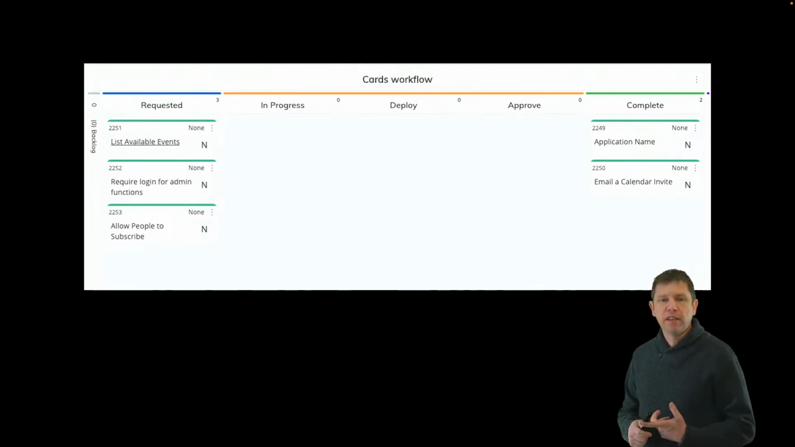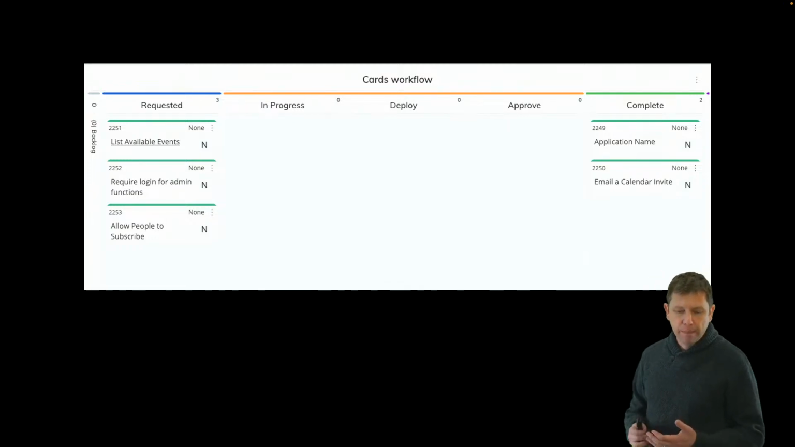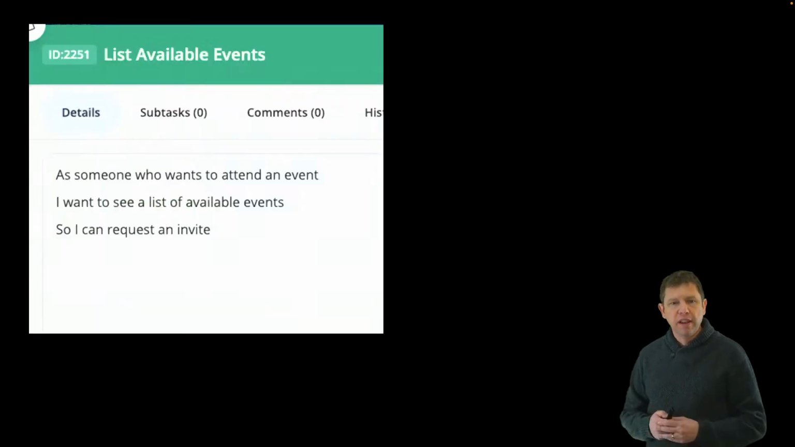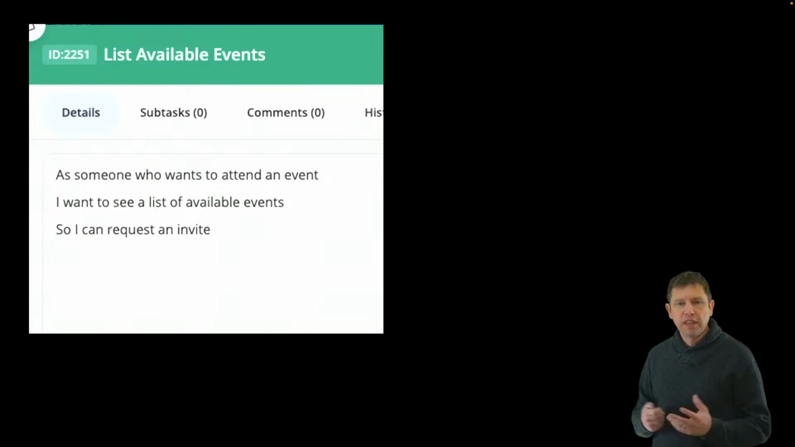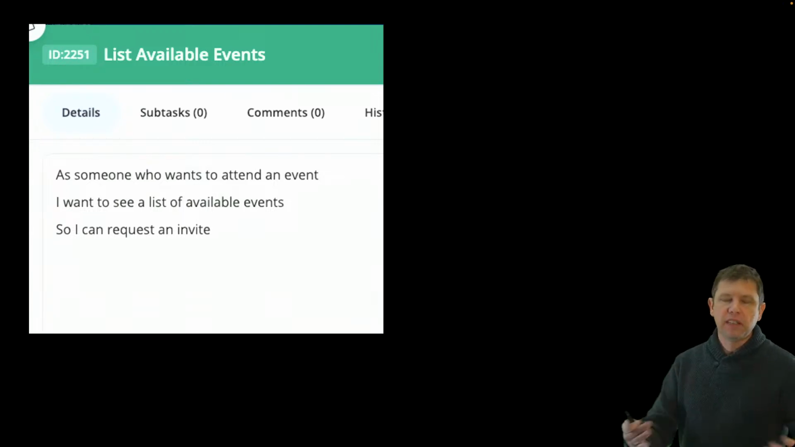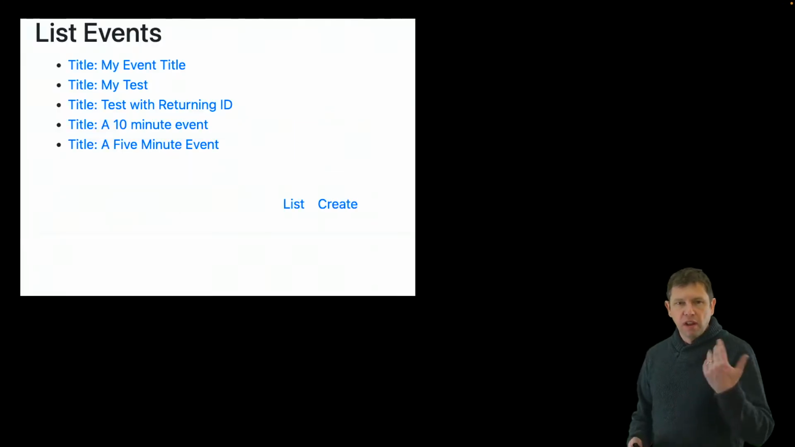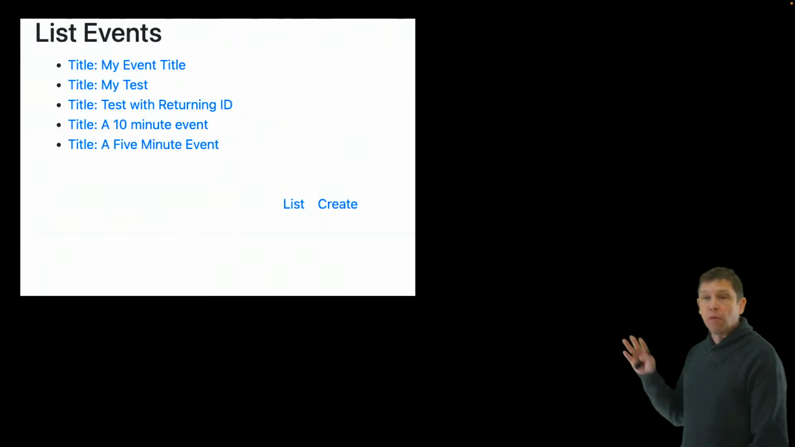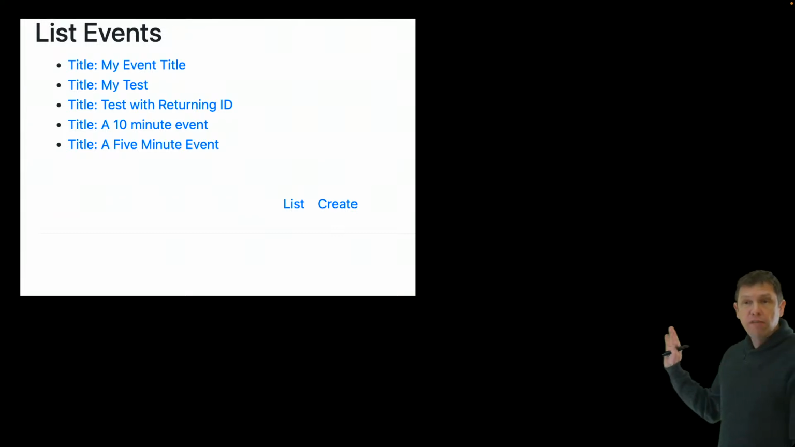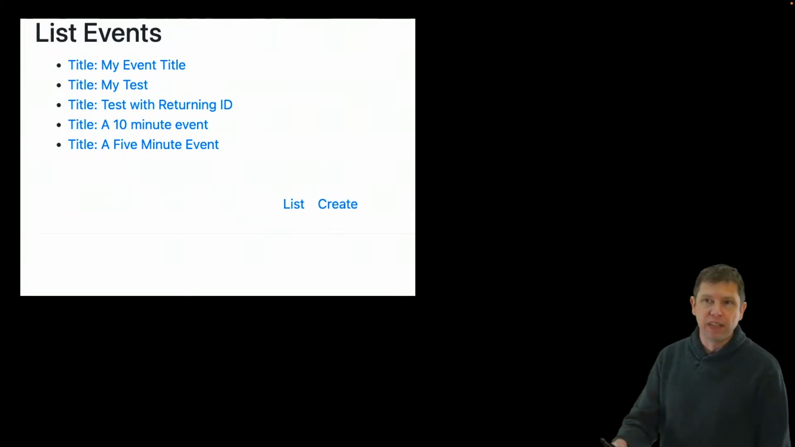So we've got some other requests here: list available events, require login for admin function, and allow people to subscribe. So we're going to look at this one, the list available events. As someone who wants to attend an event, I want to see a list of available events so I can request an invite. So we code that up. This is very, very simple, but we've now had to do something in the database, right? We have a way to add events.